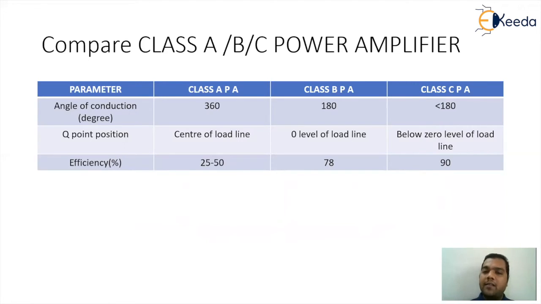If you recollect the concept of biasing, the class A was having proper positive biasing. The class B was not having any biasing. It was zero biasing. Whereas for class C, we used to go for a negative biasing. And when we compare the efficiency, class A will be around 25 to 50%. For class B, it will be around 78%. And for class C, it will be around 90%. So if you see the overall effect, you will find class C as the better one because it is giving you the highest efficiency. So this is the basic comparison between the types of power amplifiers.